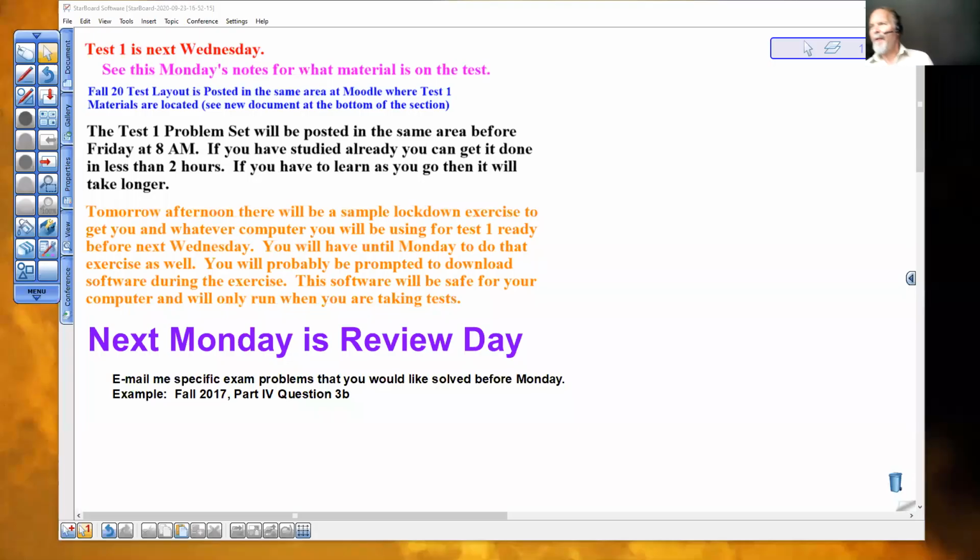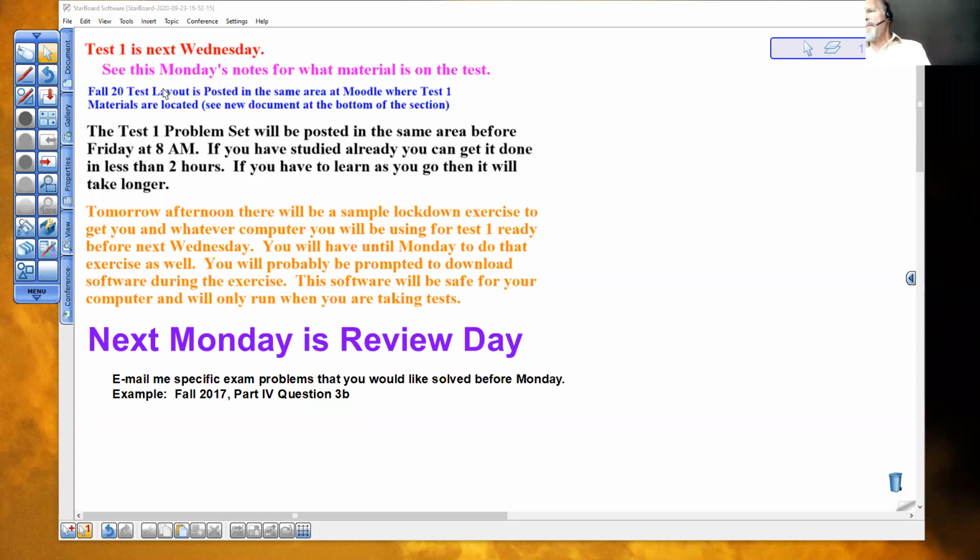And here we go. We've got a test next week. We have lecture notes from Monday, that's 2 days ago, and that tells us what material is on the test. We're going to continue with our discussion of the last few segments that we haven't covered yet today.